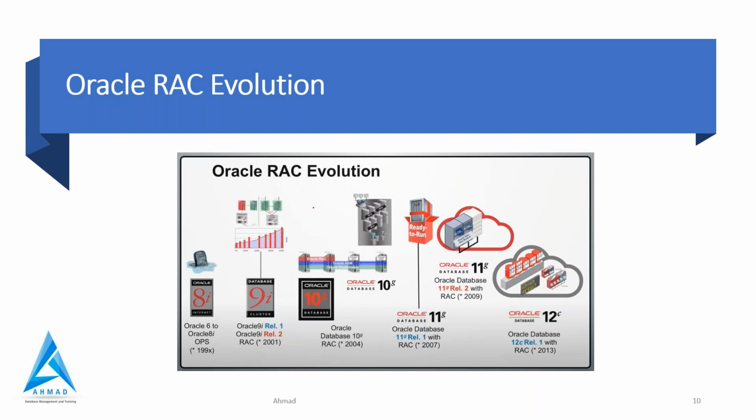If we go into detail, a little bit of RAC evolution. From Oracle 6 to Oracle 8i it was called OPS, Oracle Parallel Server, around the 1990s. In 9i, release 1 and release 2, the RAC name came into the picture, almost 2001. In 10g you have RAC, where ASM was introduced for RAC storage. In 11g they introduced Ready to Run, and in 11g release 2 Oracle RAC One Node, and from 12c R1 we have many things in terms of RAC. So this is a little bit about RAC evolution.